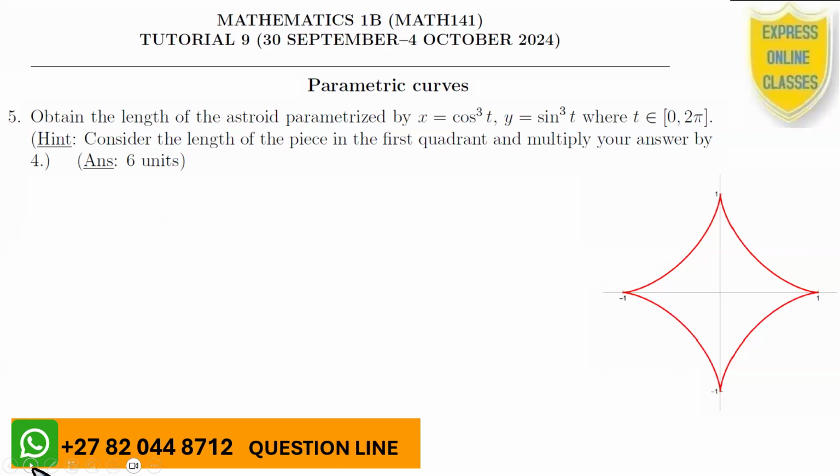You then have to continue and do number 5. Right. The notion of the length of the asteroid. And the length of the asteroid, the answer is exactly 6 units.